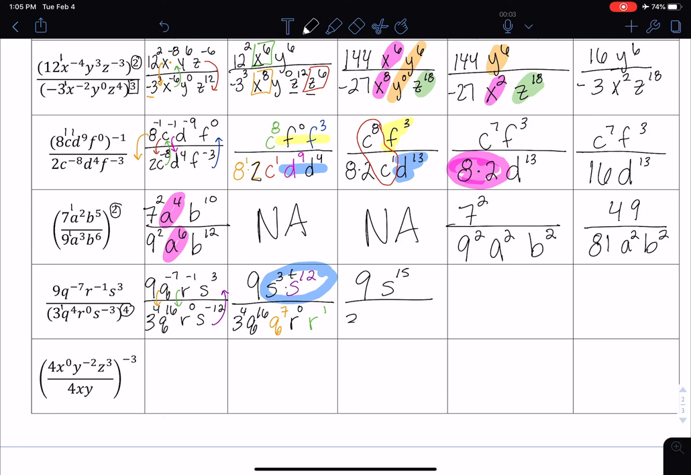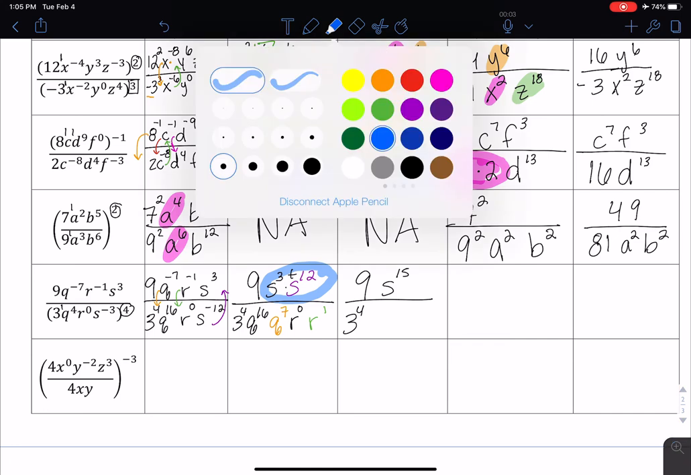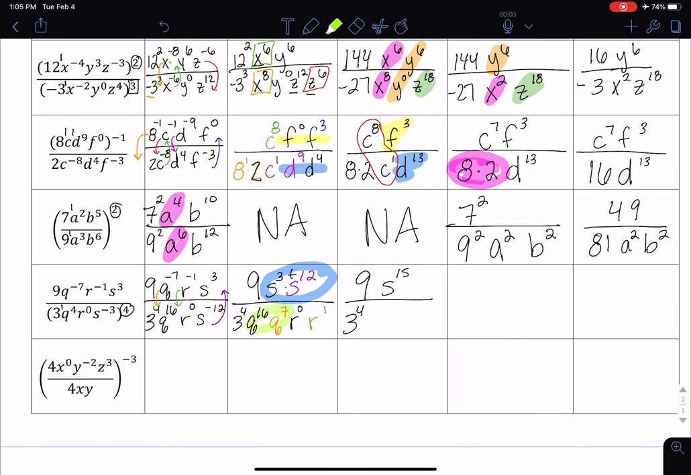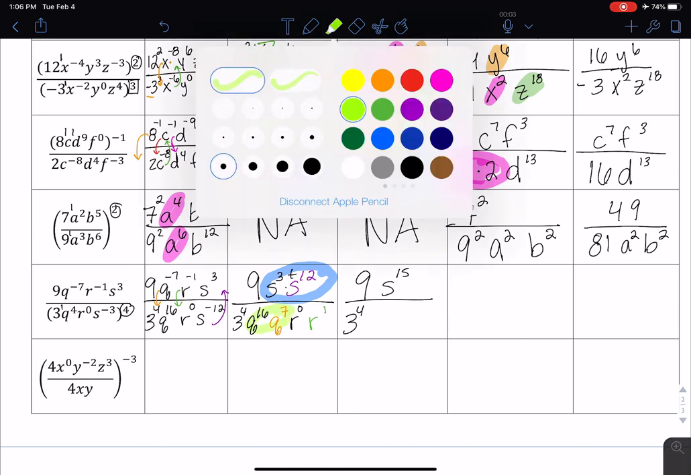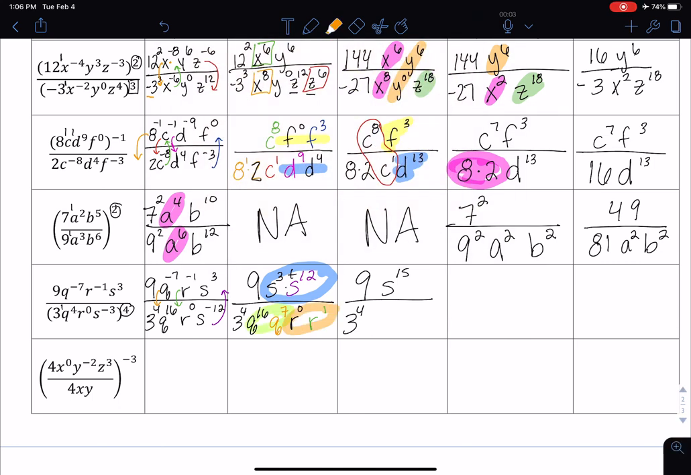Then I have 3 to the 4th. And on the bottom over here, I have these q's to add and these r's. So the q's give me 16 plus 7 is 23. And then 0 plus 1 is 1r.